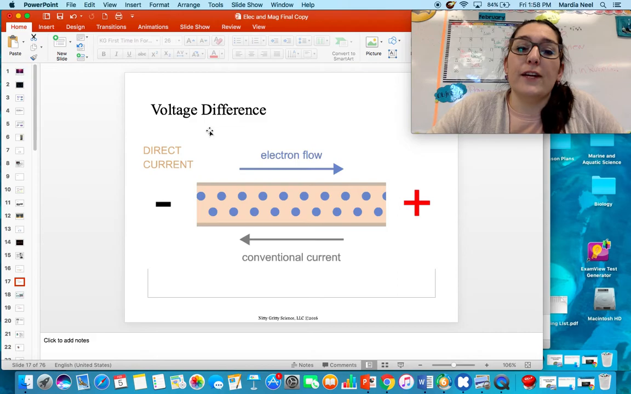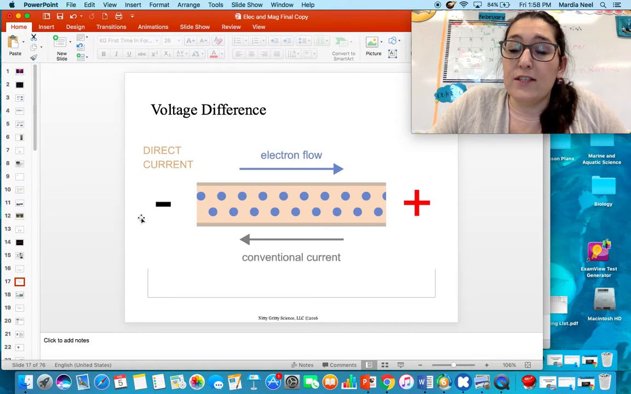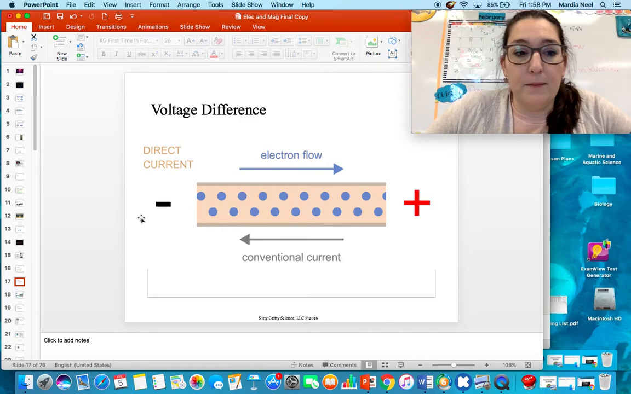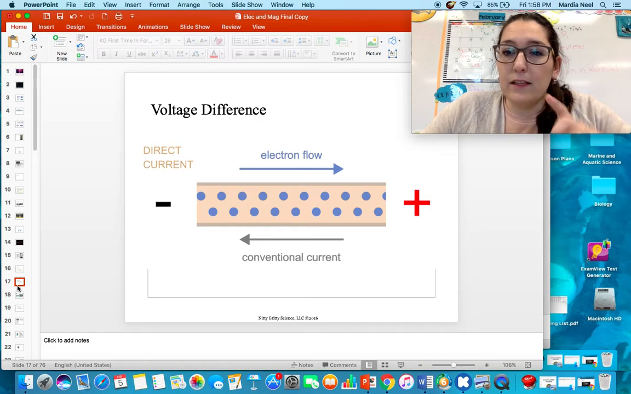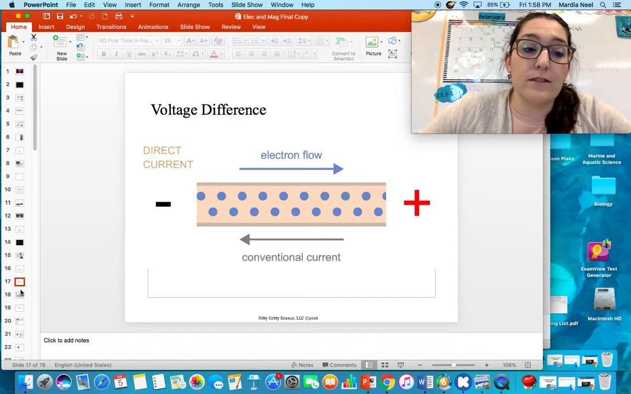So the voltage difference. Electrons flow towards the positive charge. So the electron flow is going one way, and the current we use is going in the other. That's our voltage difference. So that's what gives us 110 volts to 220 volts, something like that. If you put this in full screen view, it has a little area that'll talk to you, and it'll show you the actual flow of the electrons and how it works.